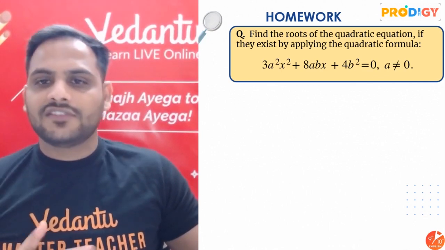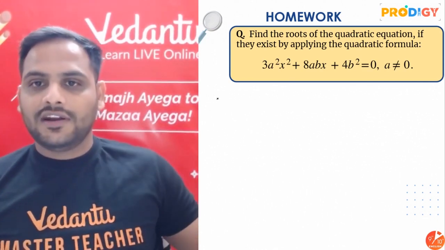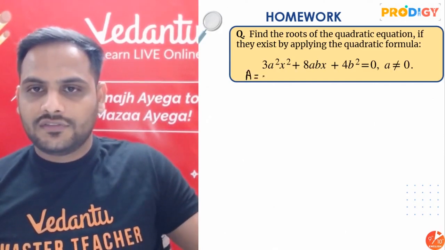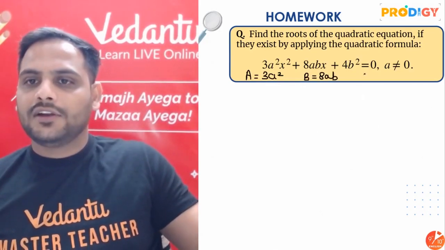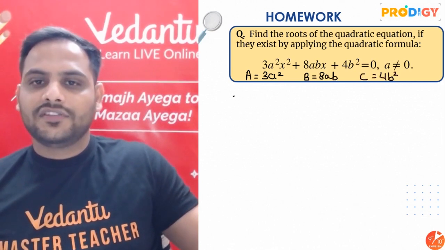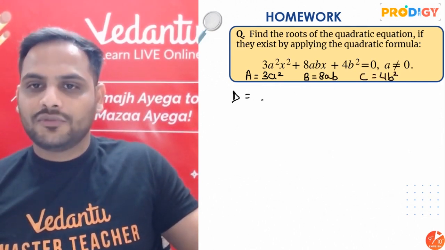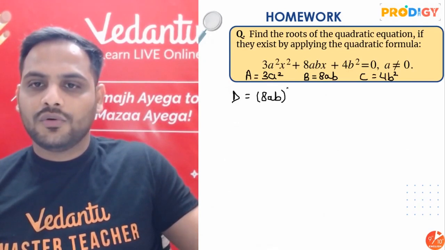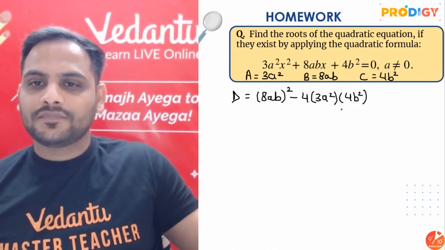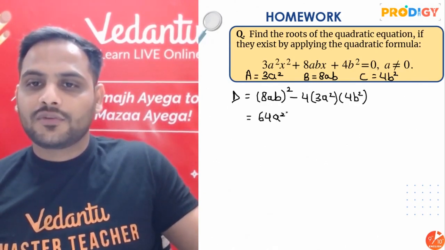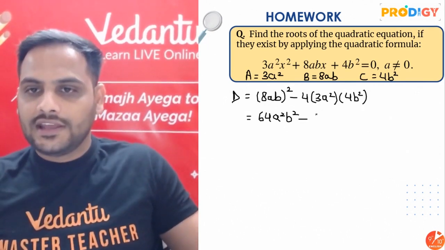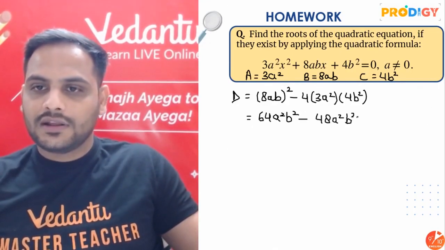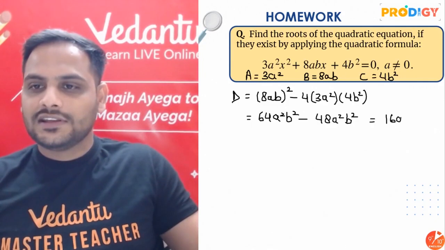To see whether they exist or not, first let's see what the discriminant is. The coefficient of x square here is 3a square, the coefficient of x is 8ab, and the constant term is 4b square. So the discriminant will be equal to b square minus 4ac. So it will be 8ab whole square minus 4 into 3a square into 4b square. So it will be 64a square b square minus 4 3s are 12, 12 4s are 48 a square b square, which will be equal to 16 a square b square.